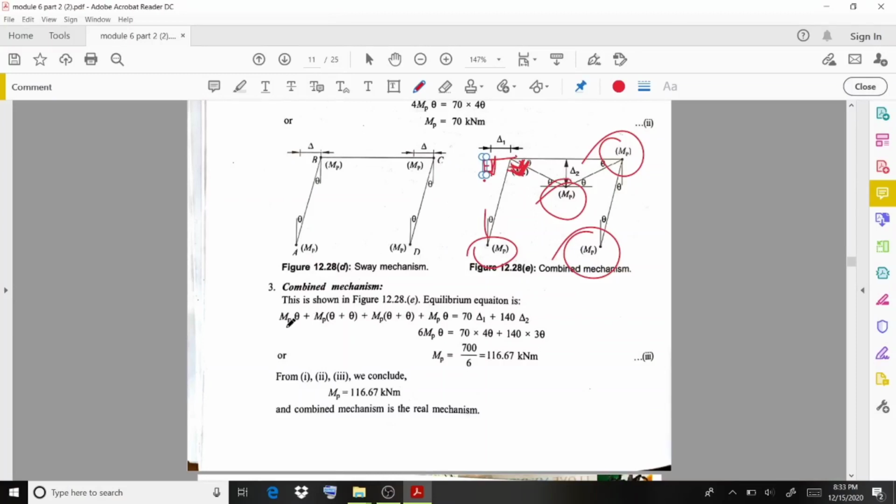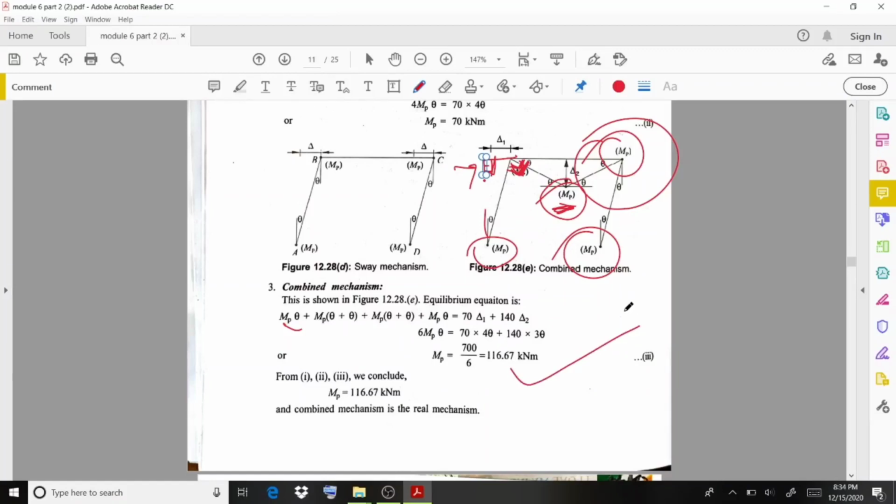So if you write down Mp theta of this A, then Mp theta plus theta of this case, then again Mp theta plus theta, that is shown here. This is the reason why. Then Mp theta of this joint D. Then if you substitute those values, 70 delta 1, that is the horizontal load, then the vertical load, that is 140 delta 2, and if you add up those values, you will finally get Mp equals 116.67 kilonewton meter.